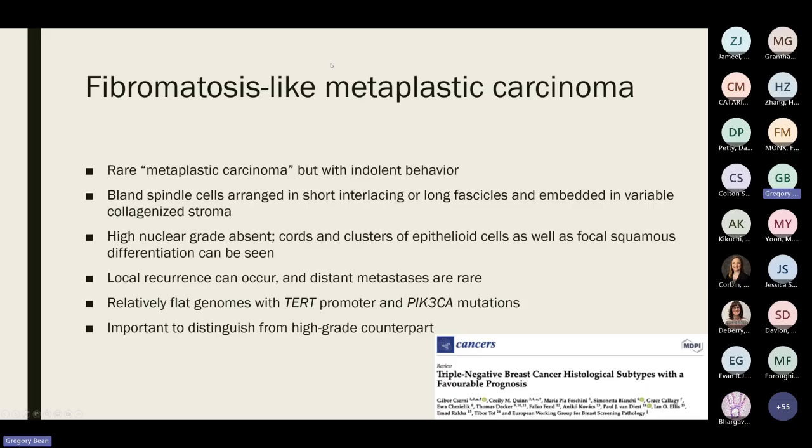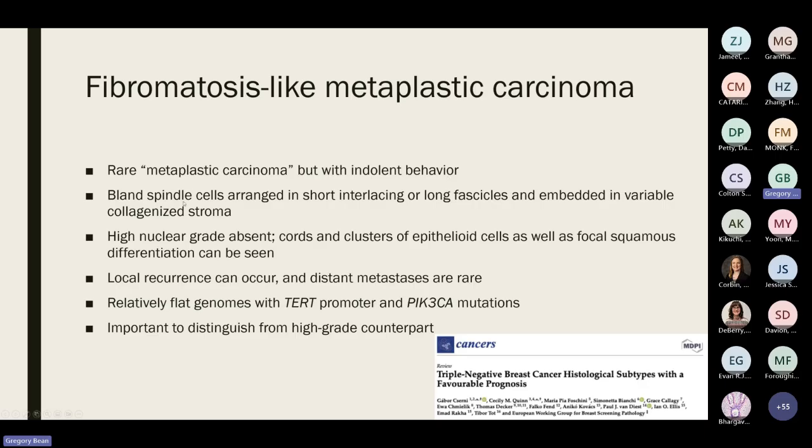Then there's this subtype of metaplastic carcinoma, and it's a little bit confusing sometimes because usually clinicians hear metaplastic carcinoma and they think bad, bad, bad, but there are these rare subtypes of metaplastic carcinomas that show indolent behavior.